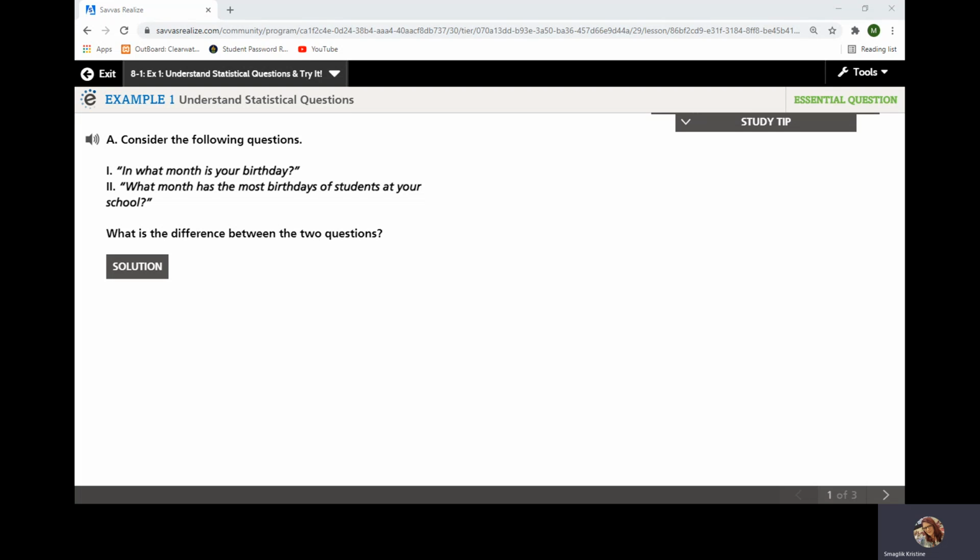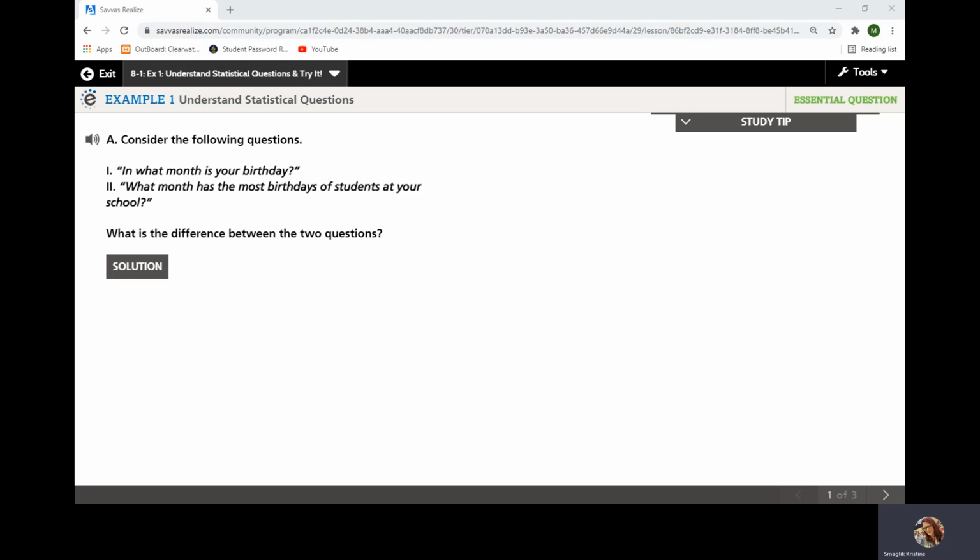Let's take a look at topic 8.1. We're going to start by understanding statistical questions. So we're given two different questions. In what month is your birthday? And what month has the most birthdays of students at your school? So what is the difference between the two questions?